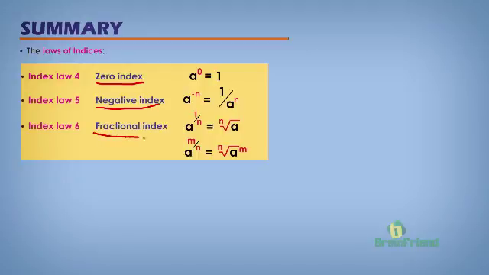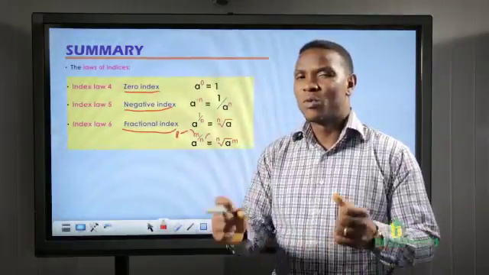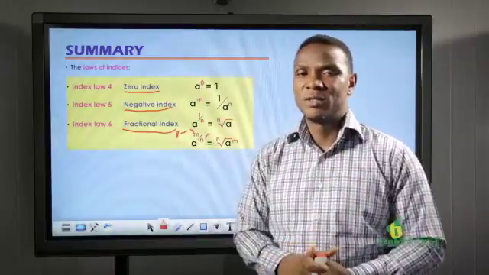Finally, we looked at the fractional index, and we said any quantity raised to a fractional power 1 over n would give us the nth root of that quantity. And we said in some instances, a fractional power may have a number as a numerator over here. That number is our power in whole number, while the n represents a fractional power. With all of these laws, I'm sure you've come to master the laws of indices.